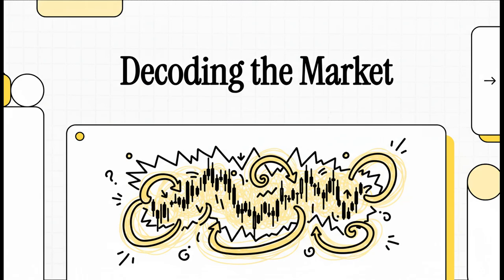You know that feeling when you're staring at a market chart and it just looks like complete chaos, a storm of random, unpredictable price swings? Well, what if I told you there's a hidden logic to it all, a story that's being told right in front of your eyes? In this explainer, we're going to learn how to read that story.